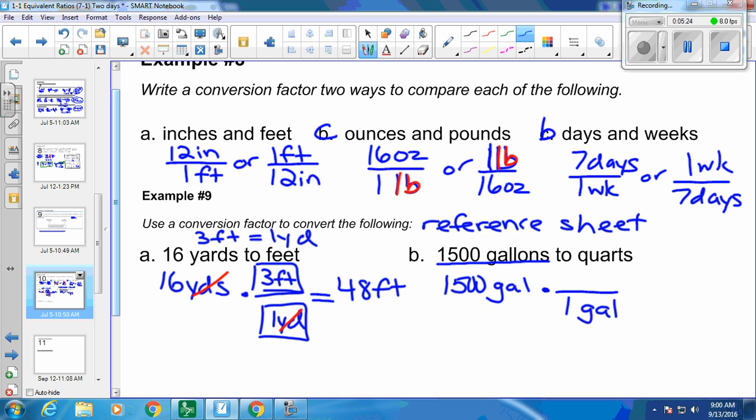New units, numerator. So the new units, again, we're going to quarts, and there's 4 quarts in a gallon. I can cross cancel my units. Again, all that's left is to multiply. So I have 1,500 times 4 to give me 6,000 quarts.